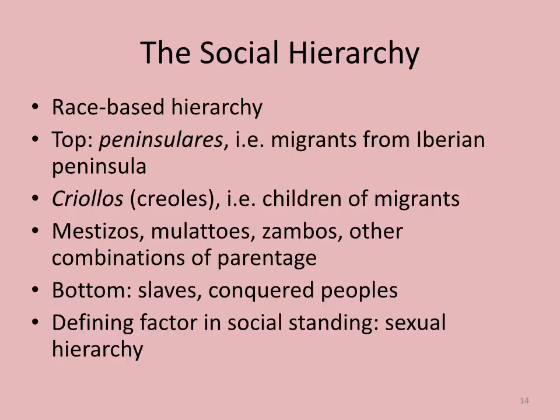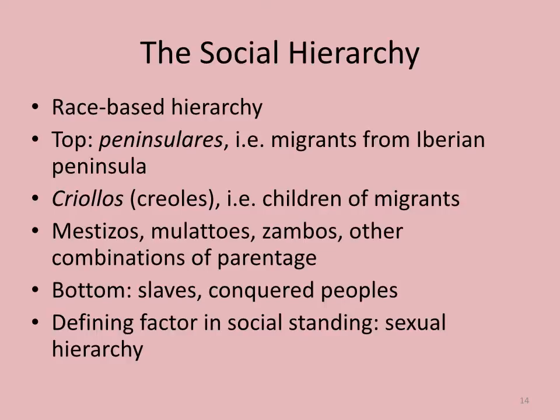Now, social hierarchy is going to be race-based. The Spanish are going to have the highest and most regimented social structure of all of the colonies. Now, at the top are the Peninsulars, or migrants from the Iberian Peninsula, or Spain. So anyone who's coming from Europe is going to be the most important, the most socially influential. Now, the Creoles are the children of immigrants. So if your parents came here and you were born here, you're a Creole, you're the second layer.